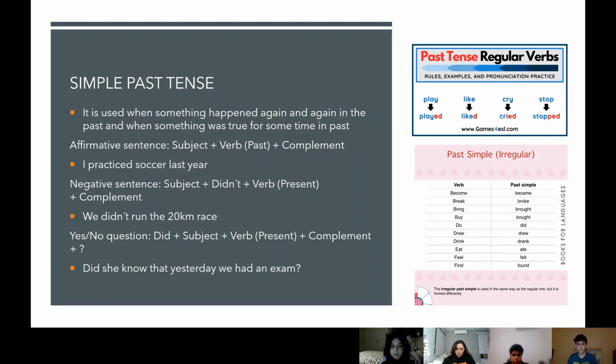Simple past tense. It is used when something happened again and again in the past and when something was true for some time in the past. Affirmative sentence: subject plus verb plus complement. I practiced soccer last year. Negative sentence: subject plus didn't plus verb plus complement. We didn't run the 20-kilometer race. Yes/no question: did plus subject plus verb plus complement plus question mark. Did she know that yesterday we had an exam?